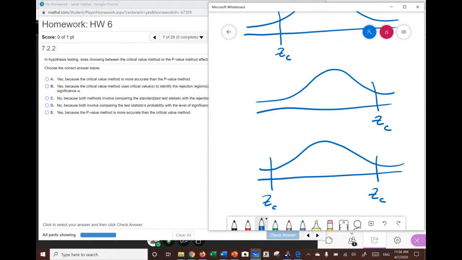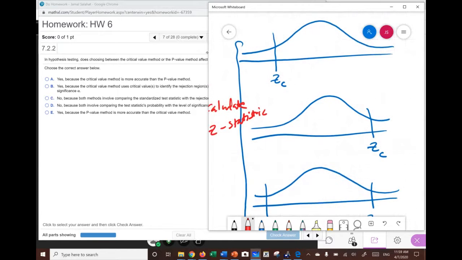Now, if you are using the Z critical method, in all of those three cases we have to calculate the Z statistic. Now if the Z statistic falls into a rejection region, remember this, if it's a left tail, this is the rejection region. If this is a right tail, this is the rejection region. If it's two tail, there are two rejection regions. So if the Z statistic you calculate falls into a rejection region, automatically we reject H naught.